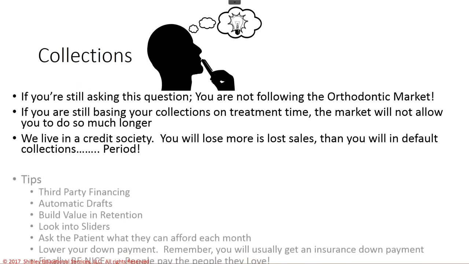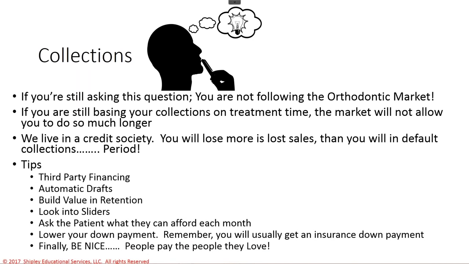So here's some tips to make that happen. You can use third-party financing. Obviously, that's the easiest way to get your money right away if the patient can get approved. If they can't get approved, you can do automatic drafts. That helps get better collections. Always build value into your retention. How about if the patient has a V-Pro 5, that is building more value into the retention. I ask my patients to wear the V-Pro 5 an additional 6 months into retention.